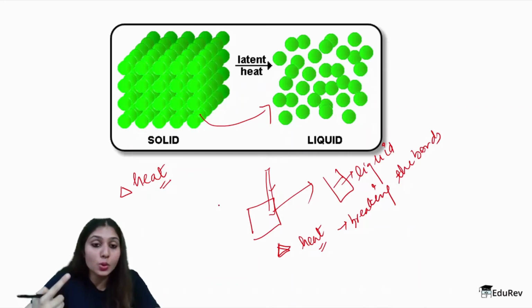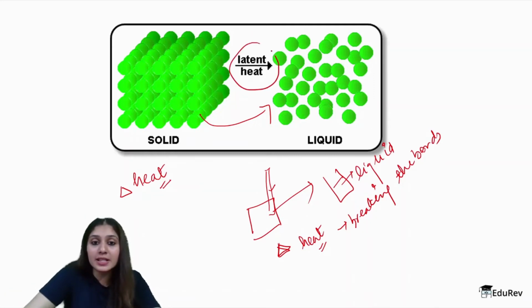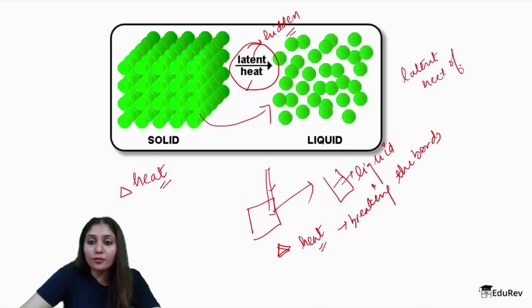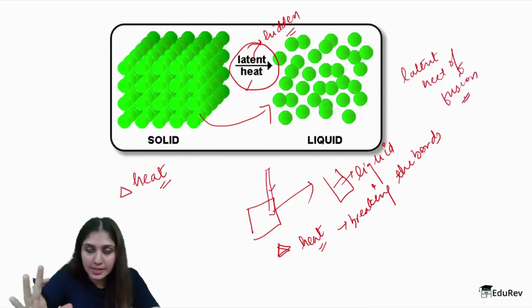But since with your eyes you cannot see an increase in temperature, this heat that we supply to a solid for converting it into a liquid is called the latent heat. Latent means hidden. Since we do not see where that heat is going, because we do not see an increase in temperature, but we know that the heat is definitely going somewhere, that heat is called the latent heat. And since the process is conversion of solid into liquid, this will be called the latent heat of fusion. All right, I hope we understand why the word latent has been used here.